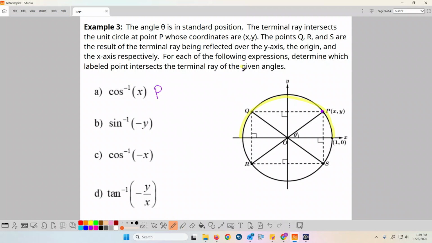So we just have to determine which labeled point intersects the terminal ray of the given angle. So basically, identify where the points intersect the terminal ray. Let's do question C.